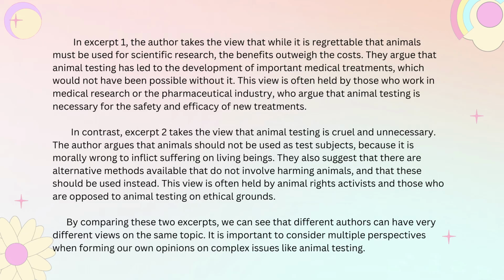In contrast, Excerpt 2 takes the view that animal testing is cruel and unnecessary. The author argues that animals should not be used as test subjects, because it is morally wrong to inflict suffering on living beings. They also suggest that there are alternative methods available that do not involve harming animals, and that these should be used instead. This view is often held by animal rights activists and those who are opposed to animal testing on ethical grounds.